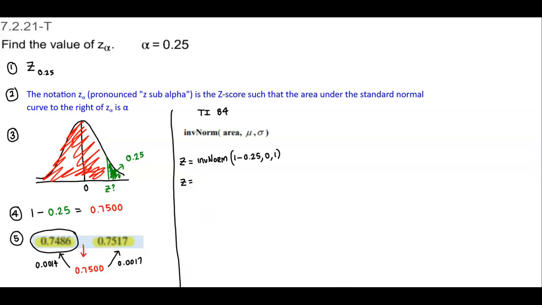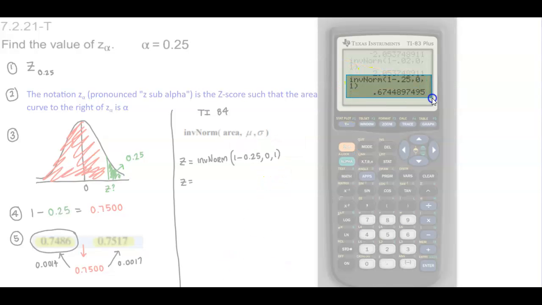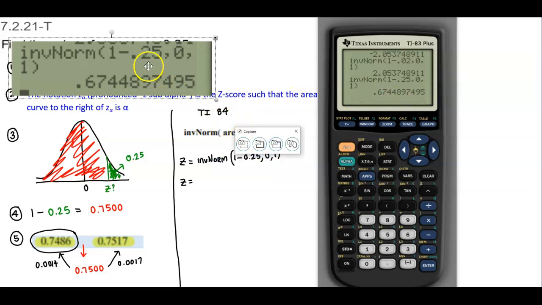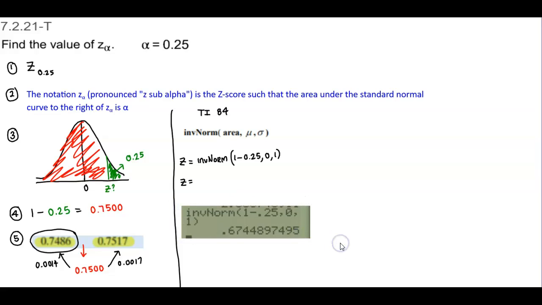So let's put that in our calculator. Second, Distribution, and we go to invNorm. We put in 1 minus 0.25, or we can use the 0.75. Then the mean is 0, the standard deviation is 1, and you can see that we get the following result. If we round to 2 decimal places, we get a z-score of 0.67.